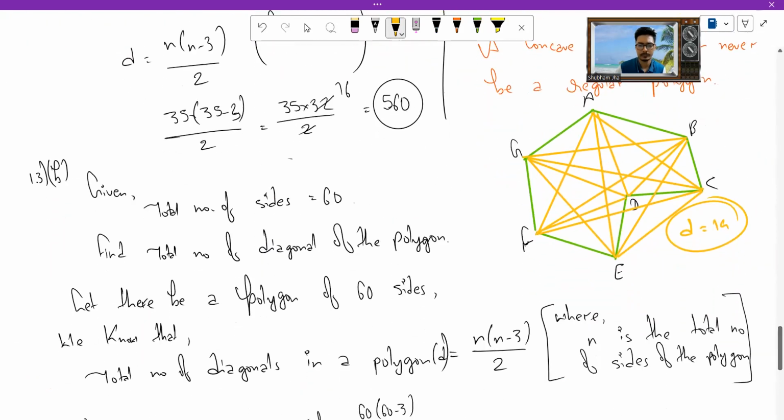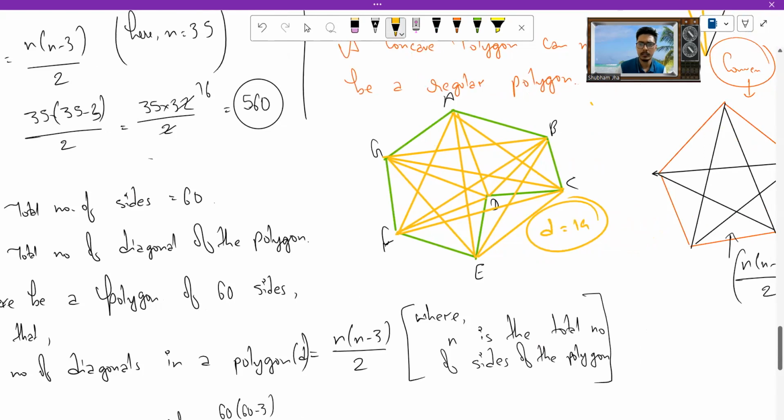By formula, what was the formula? n into n minus 3 upon 2. So 7 into 7 minus 3 upon 2, which is my 14. Now, in a heptagon, the total number of sides is 7. If you look at every vertex, like for G, the adjacent vertices are my A and F. So leaving these three, I have 4 non-adjacent vertices B, C, D, E. This is applicable for each and every vertex. So therefore, there are 4 diagonals for each and every vertex. Okay, this is how you can also find it.